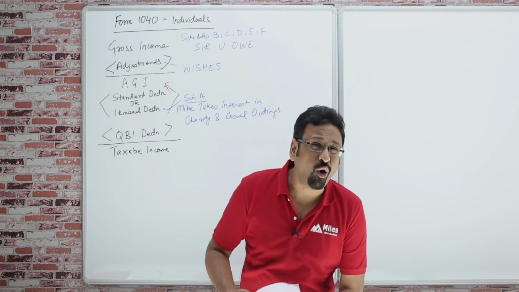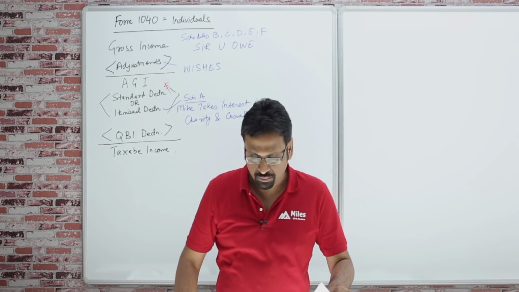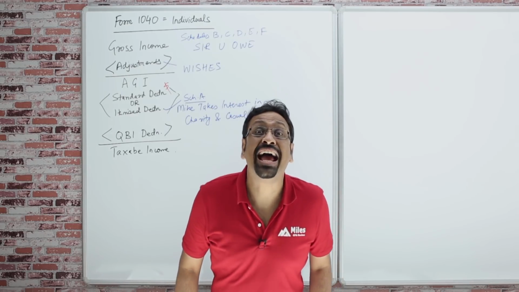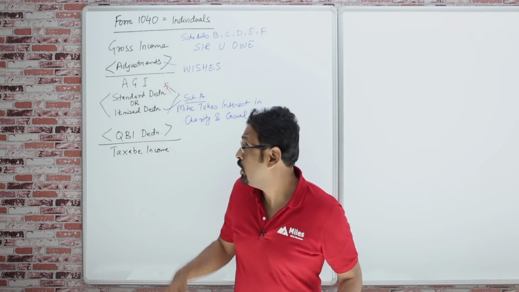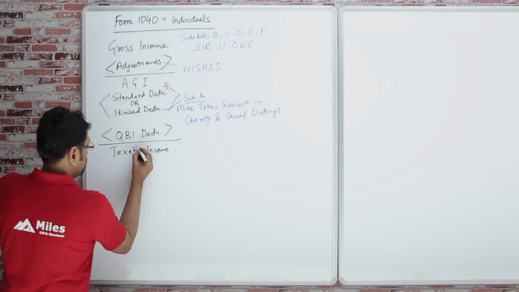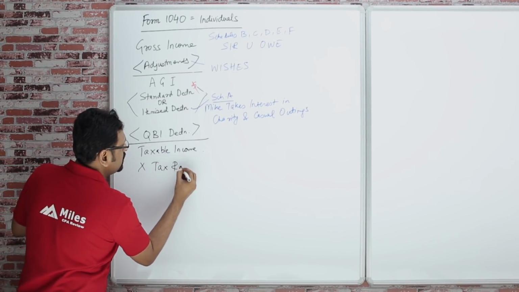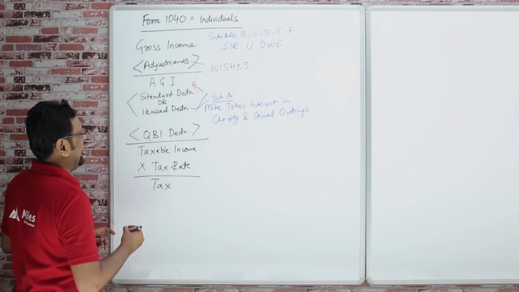On your 1040, we are now at taxable income. Income that you now need to pay taxes on based on your tax slabs. So taxable income multiplied by the tax rate gives you the amount of federal income tax.